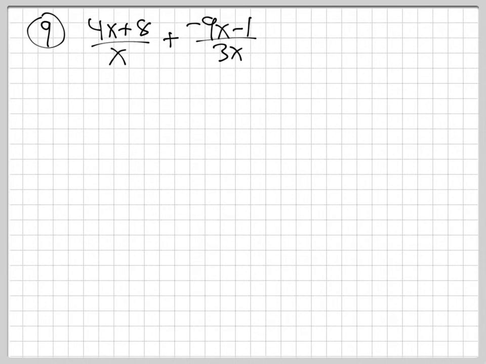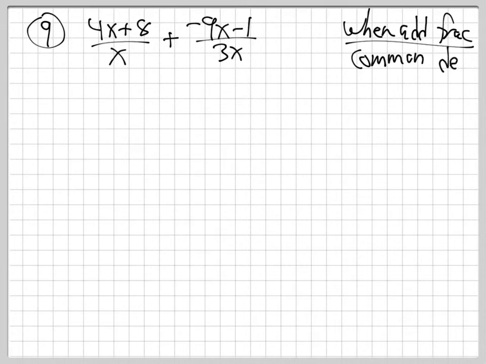Try that one. So now notice we've changed gears. We're not multiplying or dividing. We're adding two fractions. What do you got to do when you add two fractions? Common denominator, right? So when you add fractions, common denominators are required. What do I do to get a common denominator on this one?